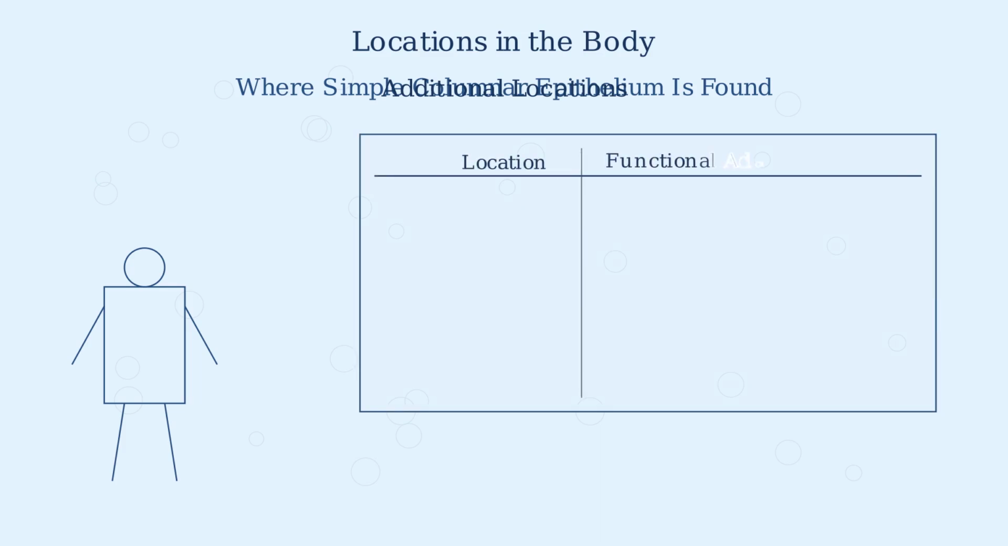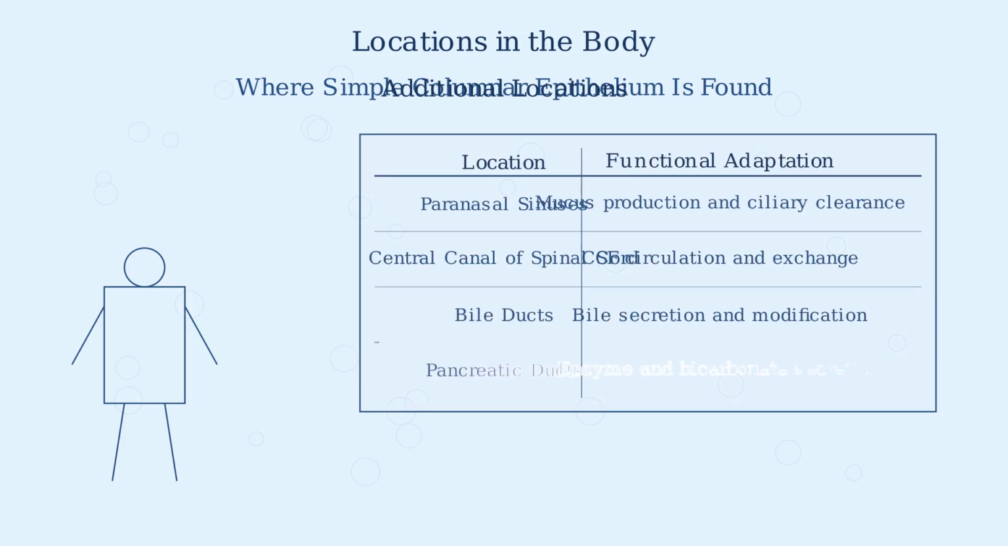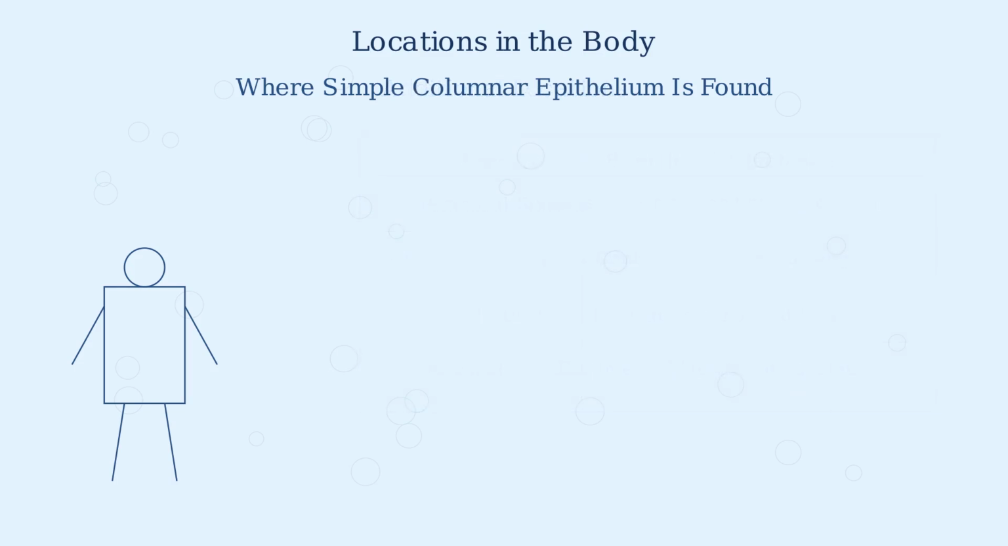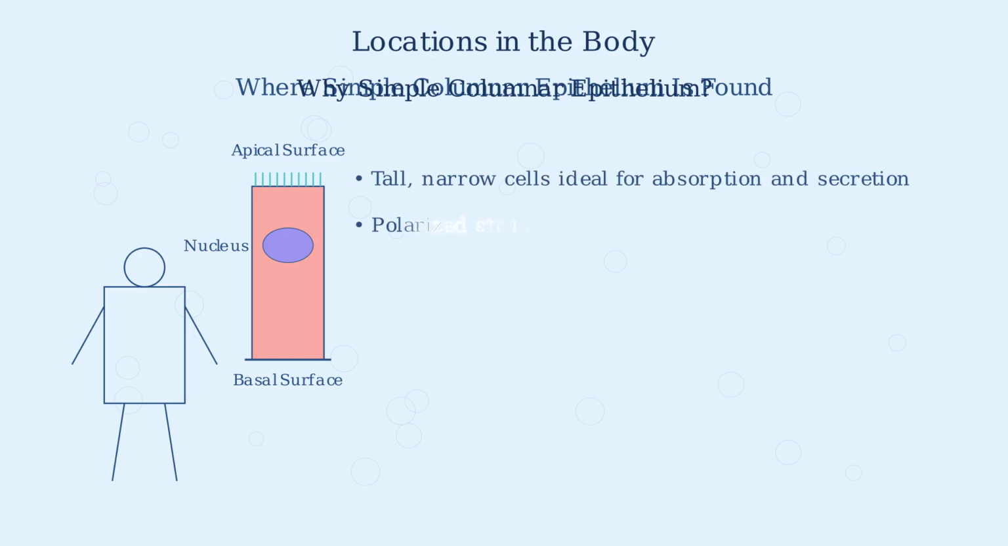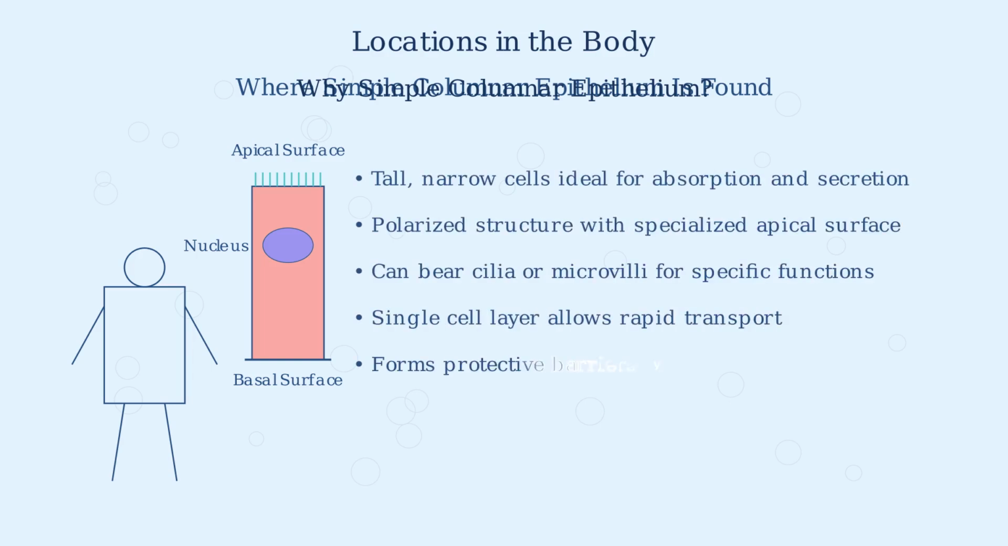Simple columnar epithelium is also found in other locations, including paranasal sinuses, the central canal of the spinal cord, bile ducts, and pancreatic ducts. In each location, the cells are adapted for specific functions like mucus production, fluid circulation, or secretion. The structure of simple columnar epithelium makes it perfectly suited for its various roles throughout the body. Its tall, narrow cells allow for polarized functions, with specialized apical surfaces for absorption or secretion and basal surfaces for transport to underlying tissues.